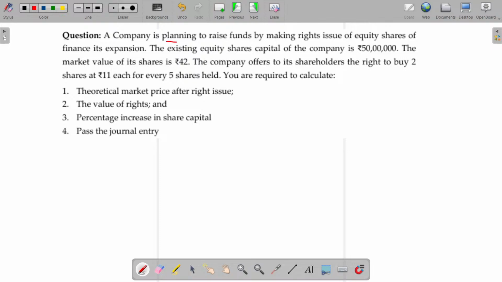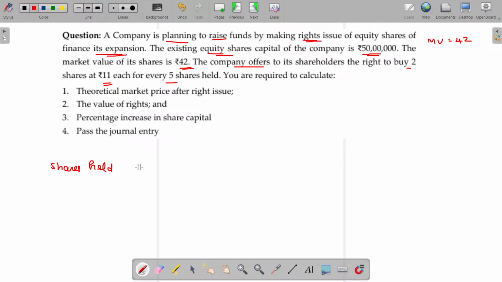the company is planning to raise funds by making a rights issue of equity shares to finance its expansion. The existing equity share capital of the company is 50 lakhs. The market value of its share is 42. The company offers its shareholders the right to buy 2 shares for 11 each for every 5 shares held.